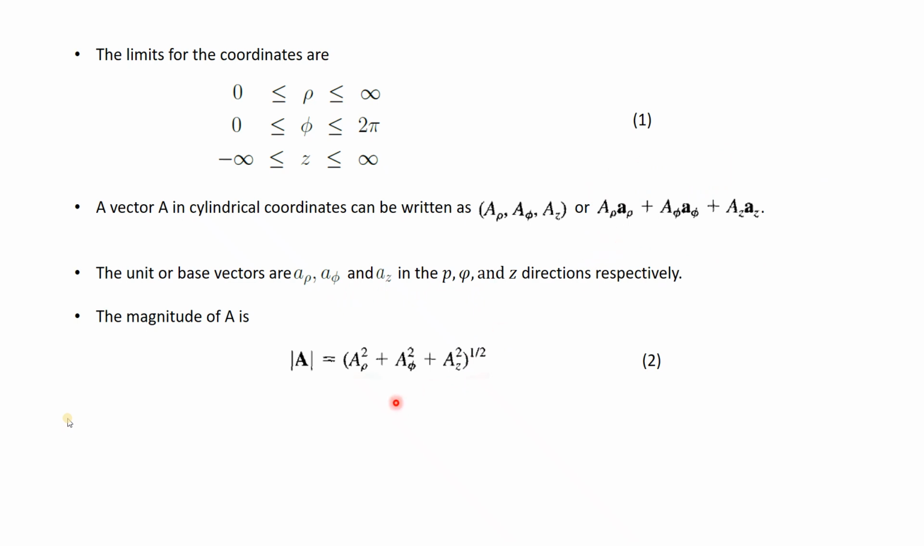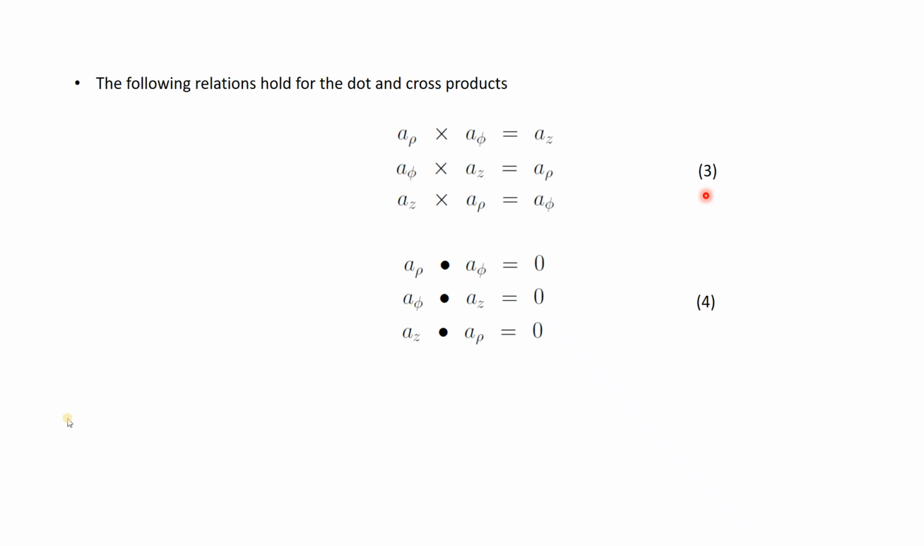Now, how to find the magnitude? Magnitude is very easy, similar to Cartesian also. The magnitude will be the square root of the summation of the squares of all the components. This will give you the magnitude of the vector, but the total vector is represented like this.